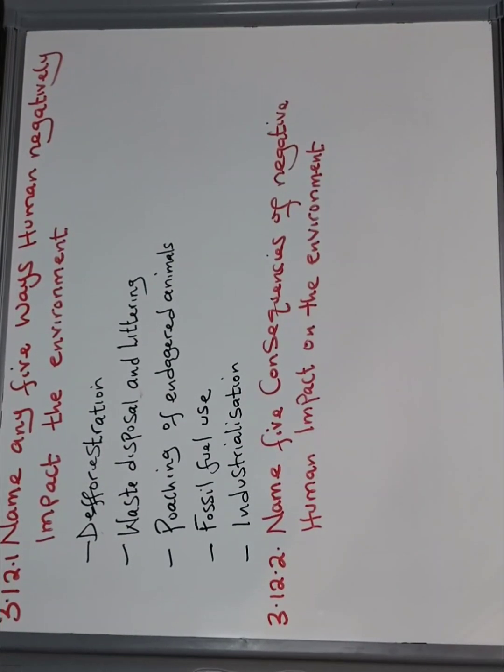Then comes this question. It says, name any 5 consequences of negative human impact on the environment. Previously we saw the impacts, the deforestation, the poaching, and what have you. Those are the things we do, which hurt the environment. But now this question says, what comes out of that hurt? What comes out of that damage we cause?